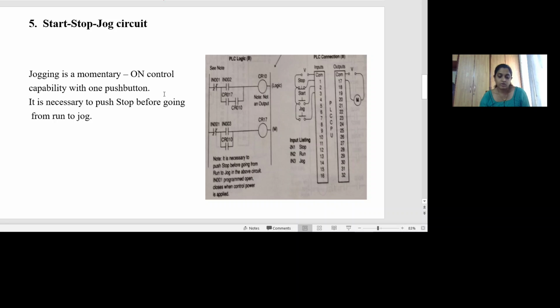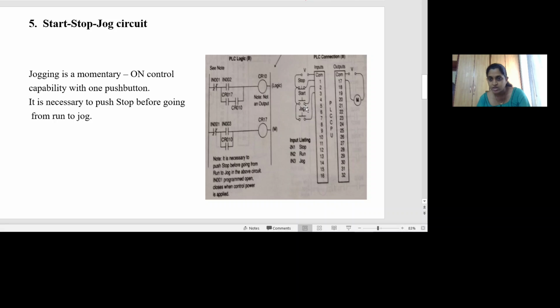So at that point, jogging will be used to run the motor momentarily. Now let's look at the pin diagram connections here. First, I want to start running, to do motion at higher speeds. The motor has to run at high speed. In that case, the start is called run.